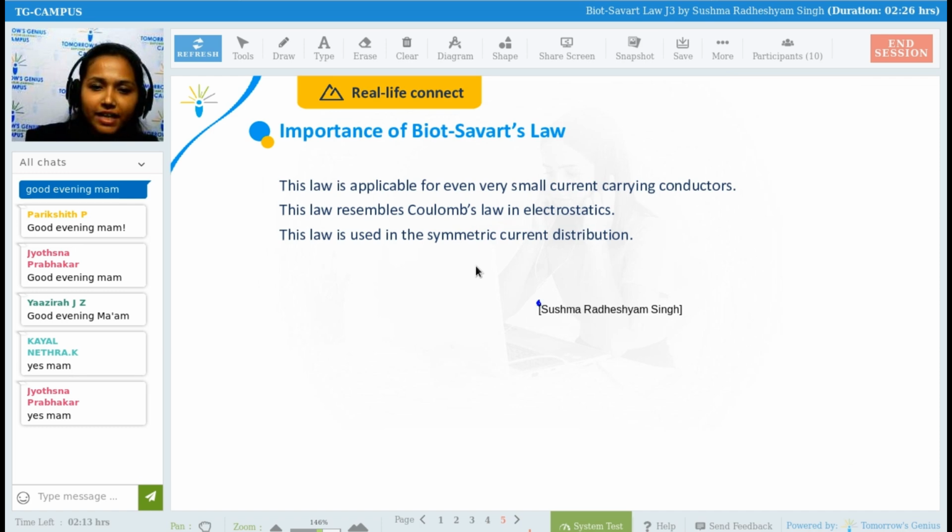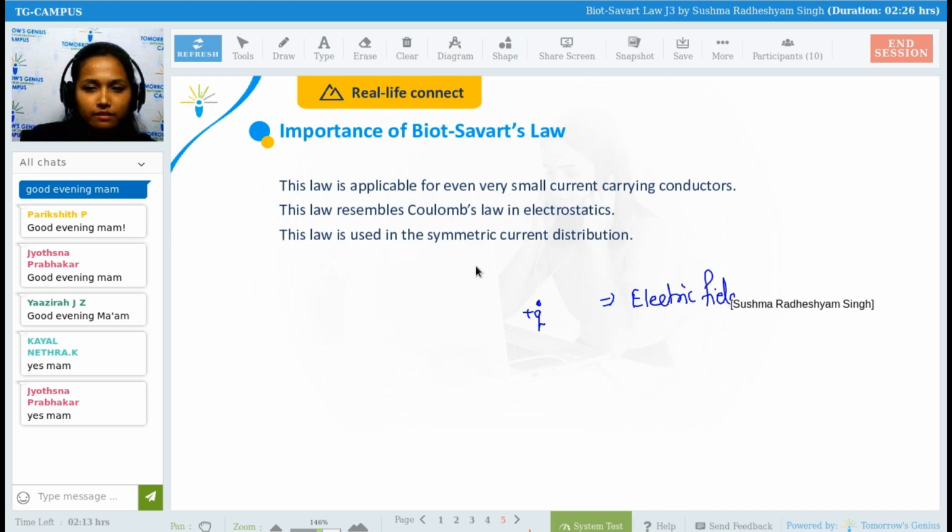If I say there is a point charge plus Q present, can you tell me what the electric field around it is? Is there any electric field present around the plus Q charge? Is it possible? If yes, then how do we find this electric field?